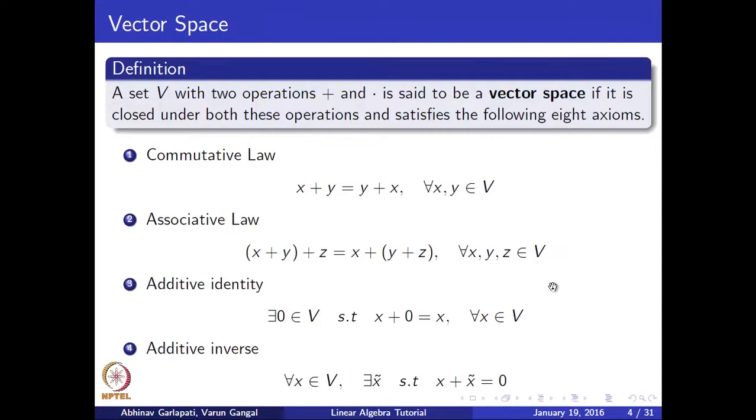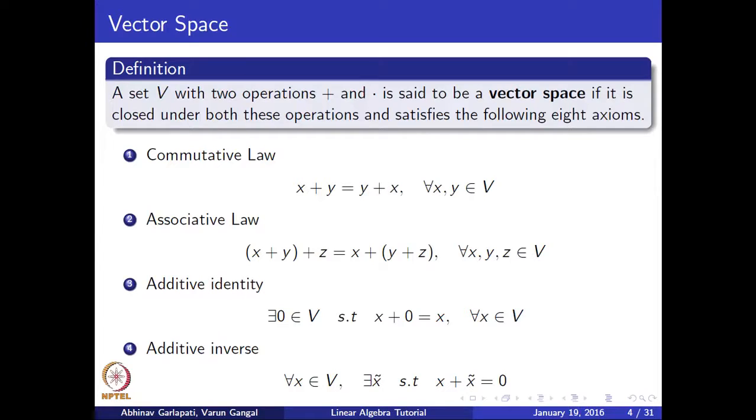A fundamental definition in linear algebra is that of a vector space. A set of vectors V is said to be a vector space if it is closed under the operations of vector addition and scalar multiplication, and in addition satisfies the axioms we have listed here. By closed, we mean that if we take two elements from this set, x and y, then x plus y also lies in the set V.